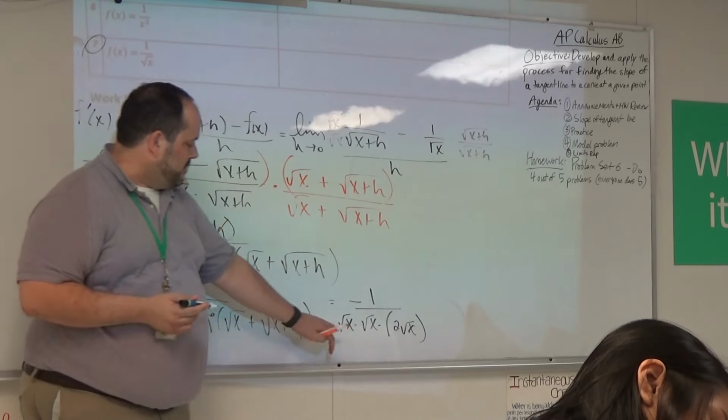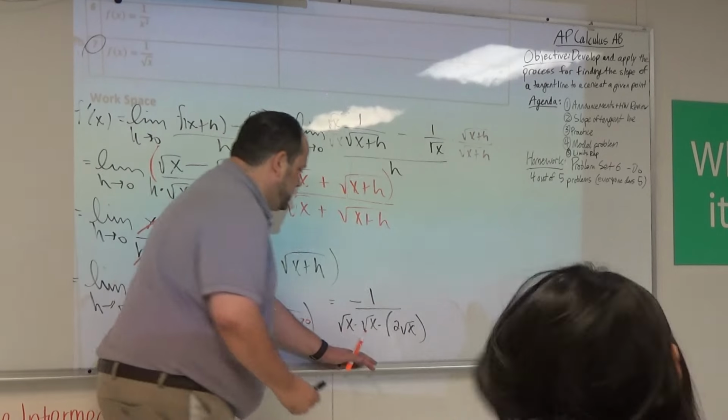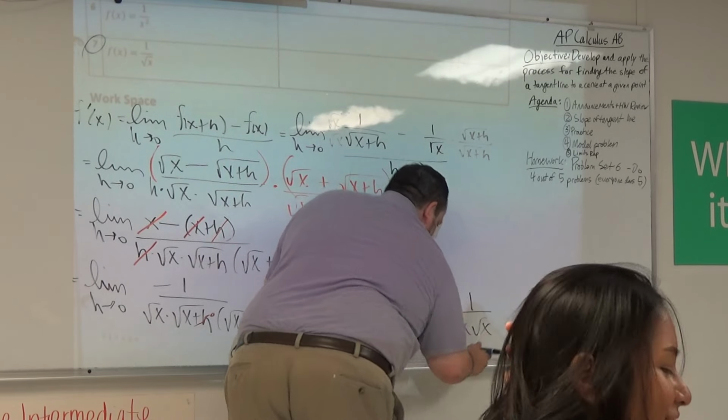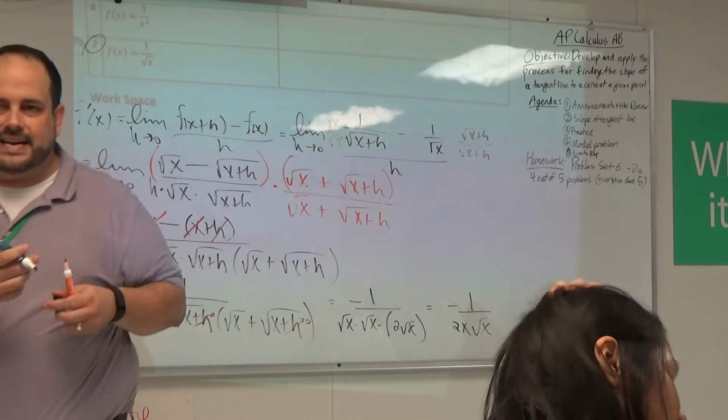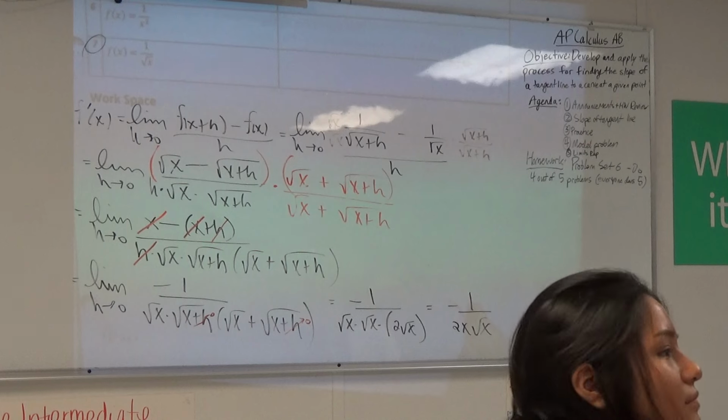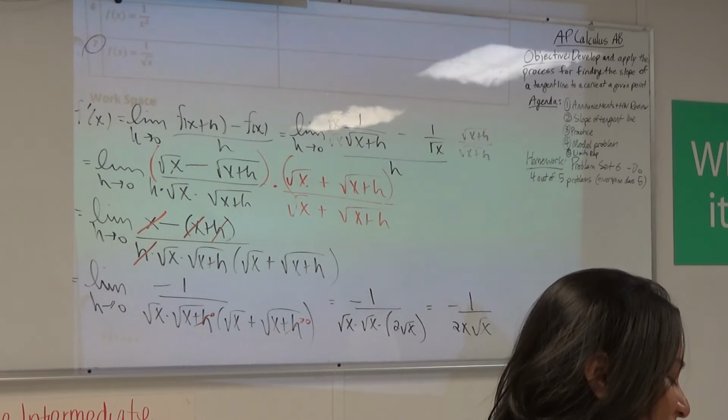Let's clean it up a little bit more. Square root of x and square root of x is x. I'm going to get negative 1 over 2x square root of x. There it is. That's the final answer, and I look forward to checking in with all the friends in about 1 minute.